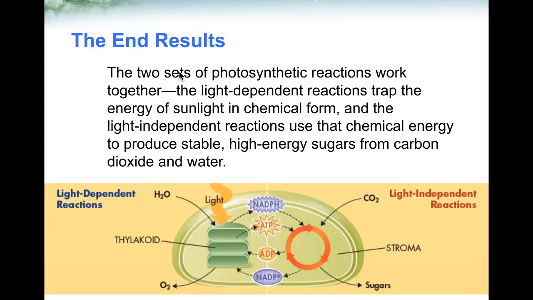The 2 sets of photosynthetic reactions work together. The light-dependent reactions trap the energy of sunlight in chemical form, and the light-independent reactions use that chemical energy to produce stable, high-energy sugars from carbon dioxide and water.